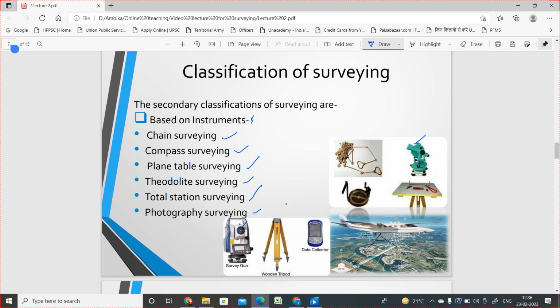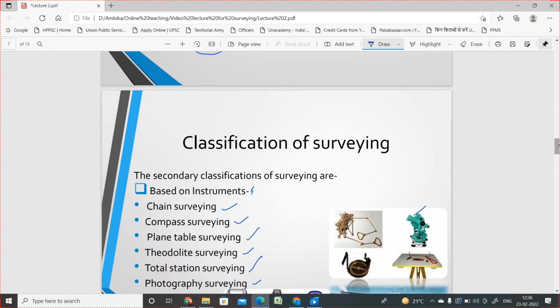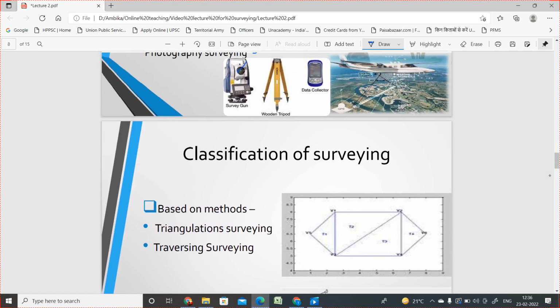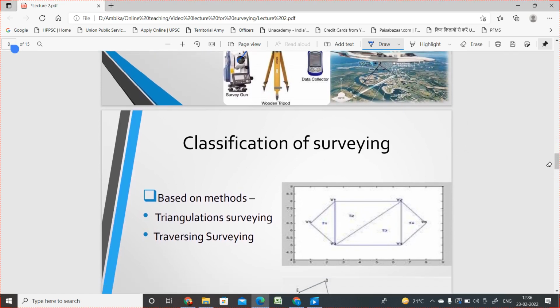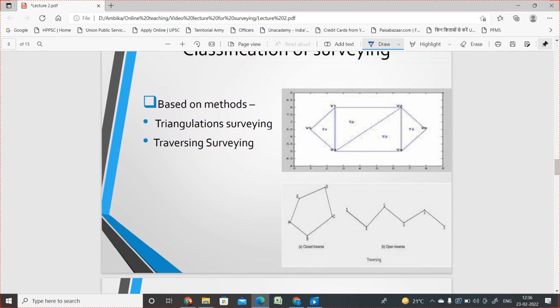So these are the different classifications of surveying on the basis of instrument. You can see that the first classification of surveying is on the basis of the instrument we use for survey. Okay, so this is the classification on the basis of instrument. Now the next one is based on method. When we perform survey, we use two methods in surveying. The first one is triangulation and the second one is traversing.